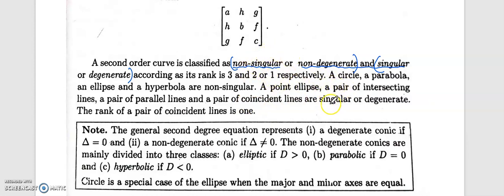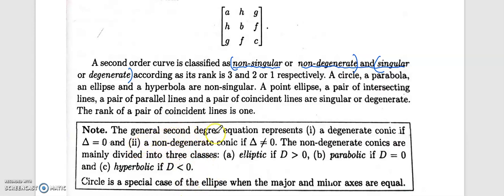Now the rank will be 2 or 1. So in that case we get a singular or degenerate second order curve. So these are called singular or degenerate second order curves. It can be a point ellipse, a pair of intersecting lines, a pair of parallel lines, and a pair of coincident lines. For coincident lines, the rank will be equal to 1, and for the other cases, the rank will be equal to 2. So this is the idea we have seen now.